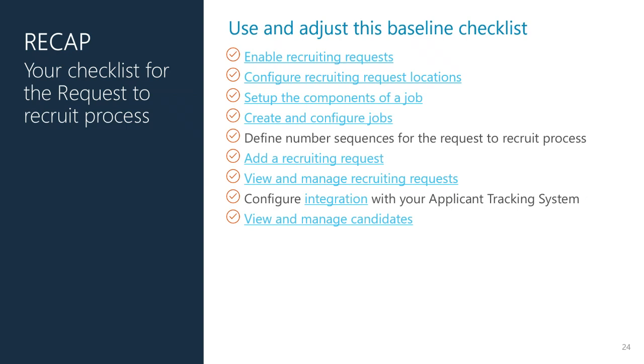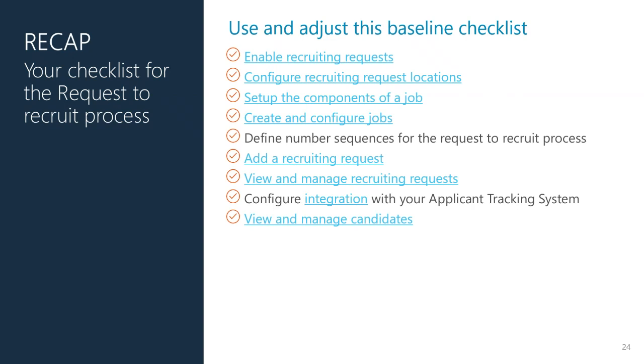You will need to define your number sequences for the request to recruit process. So there's 2 number sequences that are required. You'll set those up in the parameters page on the number sequences tab. Then you're ready to start adding recruiting requests. Remembering that you can add recruiting requests in a few different ways.